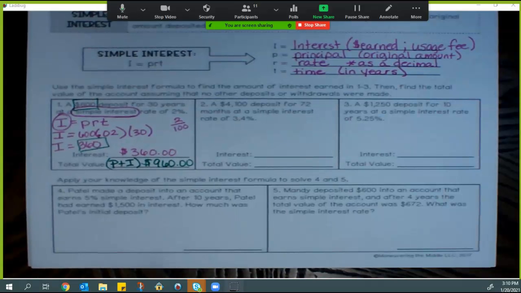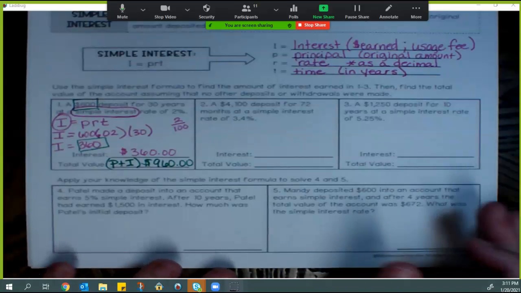Not too bad. $360, but it took a long time to get there, didn't it? Because that interest rate was really low. What about if that interest rate was higher? Would my money be bigger or smaller? Right, I would have more money in my bank account. My value would be bigger, because I would be making more free money if my interest rate was higher.